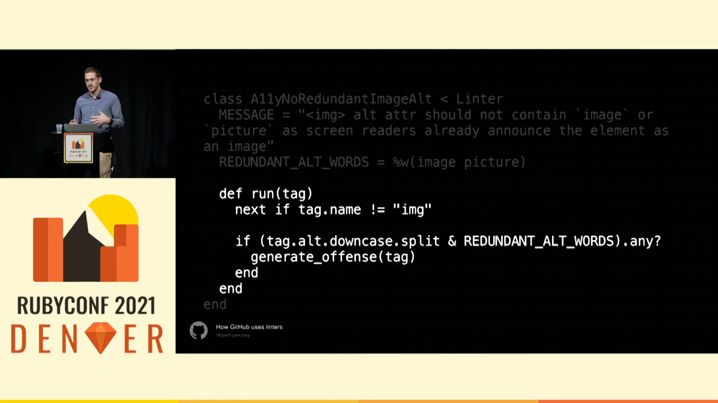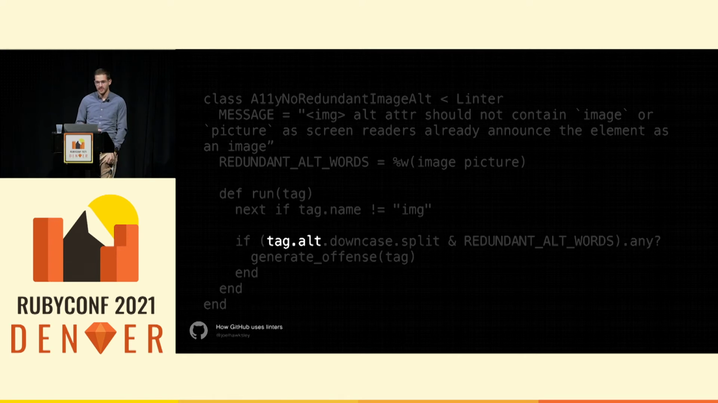Then in our linter, we define a run method. This run method accepts a tag object. That tag happens to have a name method we can call on it, and we exit early if we're not looking at an image. Then we look at that tag's alt attribute, we downcase it and split it up, and just see if there's any overlap with those redundant alt words that we defined earlier. And if there are, we call this generate offense method that adds the violation to ERBLint. This method is called on every single tag node in that AST we just looked at.